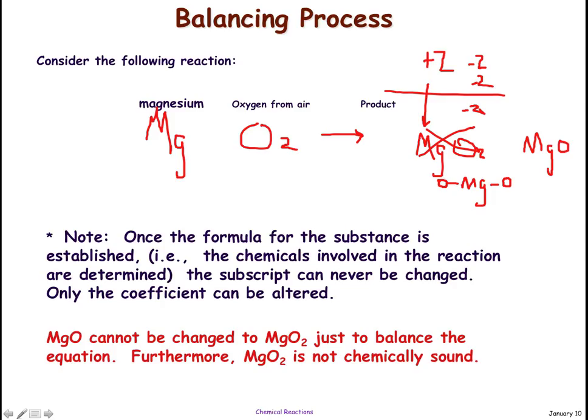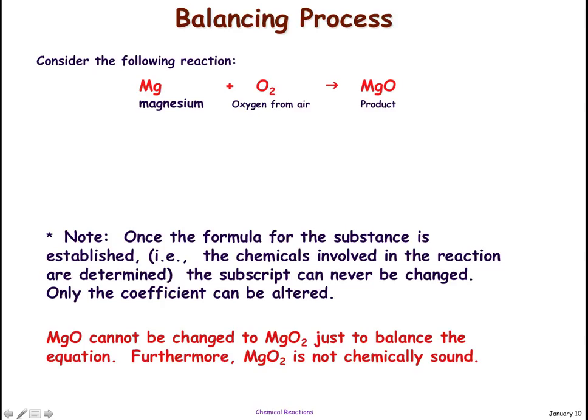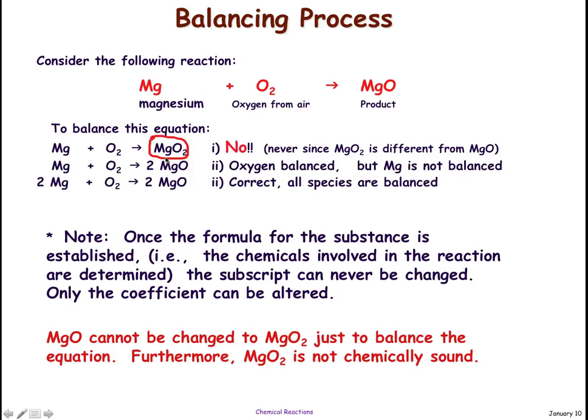Magnesium plus oxygen goes to MgO. And then it's just a matter of going back and forth and balancing this reaction. What you don't want to do, again, is write a formula that doesn't make sense. What you need to do is realize MgO is the correct formula. You realize that there are 2 oxygens on one side and 1 magnesium.